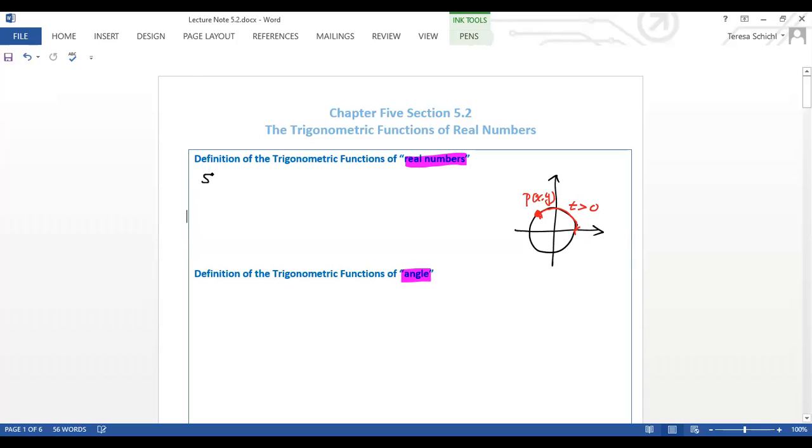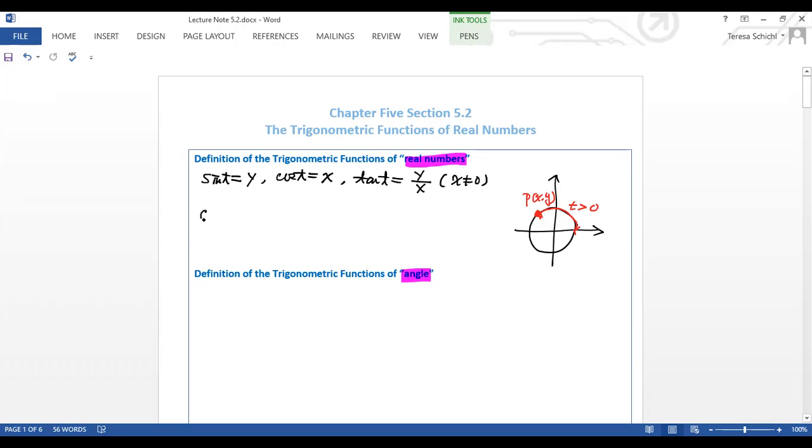That's how we define it. The sine of t is the y coordinate of your terminal point. The cosine of t is equal to the x coordinate of your terminal point. And the tangent of t, we define as y over x. Of course, here x cannot be equal to 0.